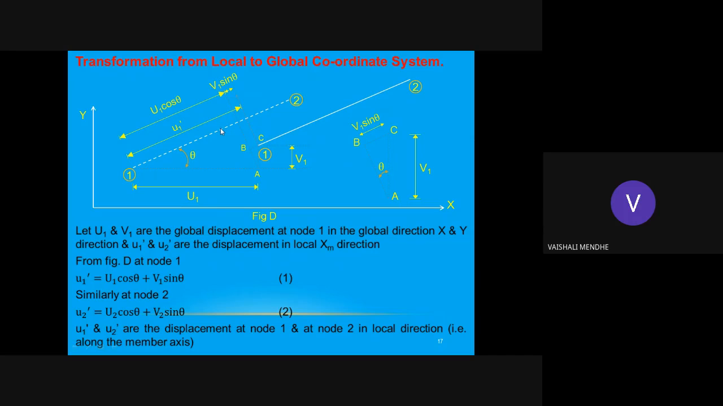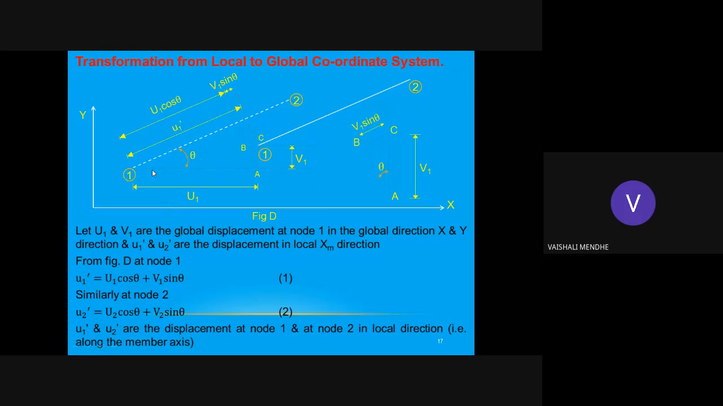This is the initial position, this is the position after deformation. Now you can see in the global coordinate system, node 1 to C, horizontally we have denoted u1. So this is the global displacement at node 1 in the global direction along x. Now similarly for this node 1 and this node 1 after deformation, we have denoted v1 in the global y direction.